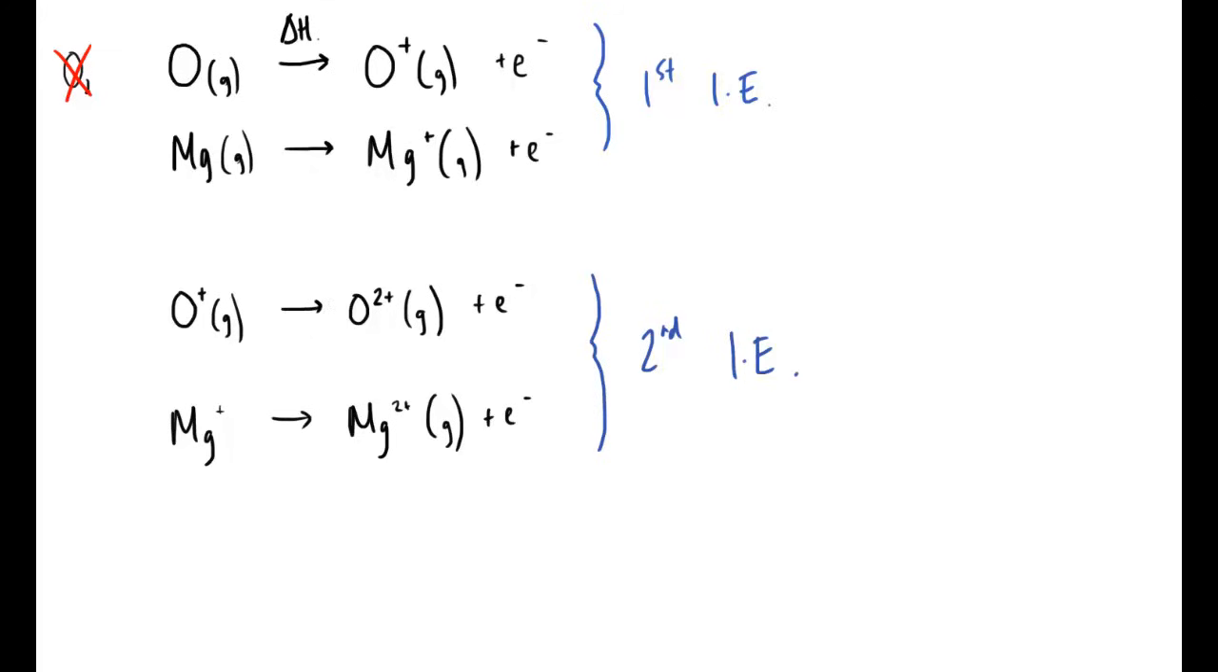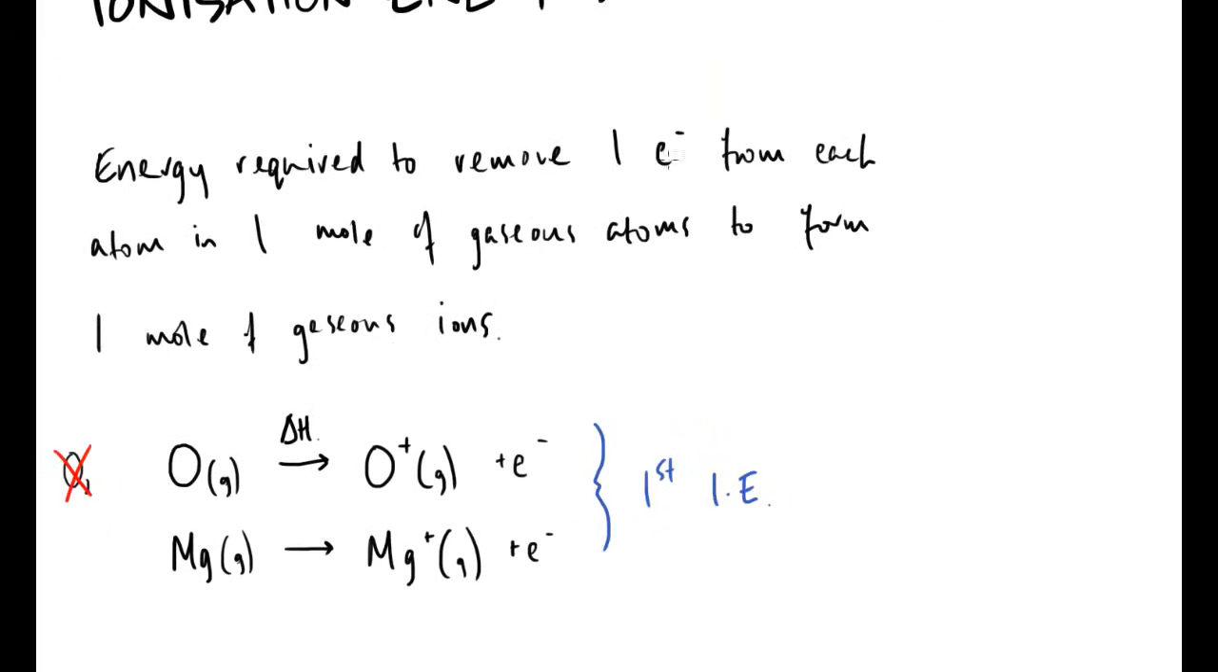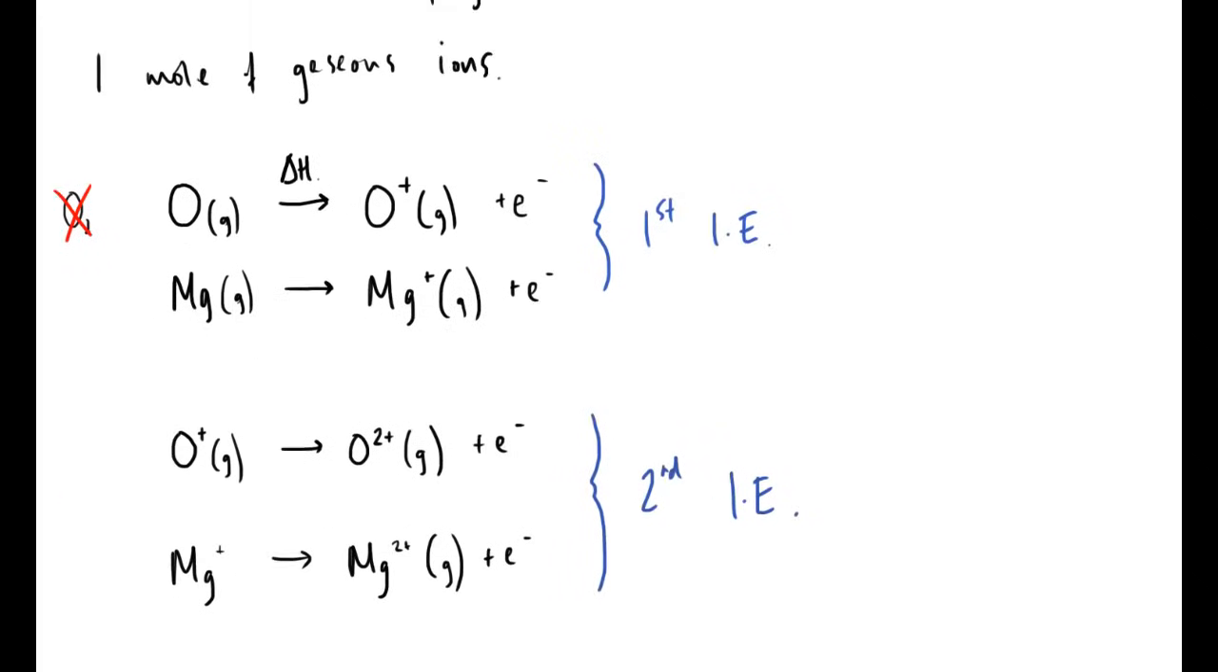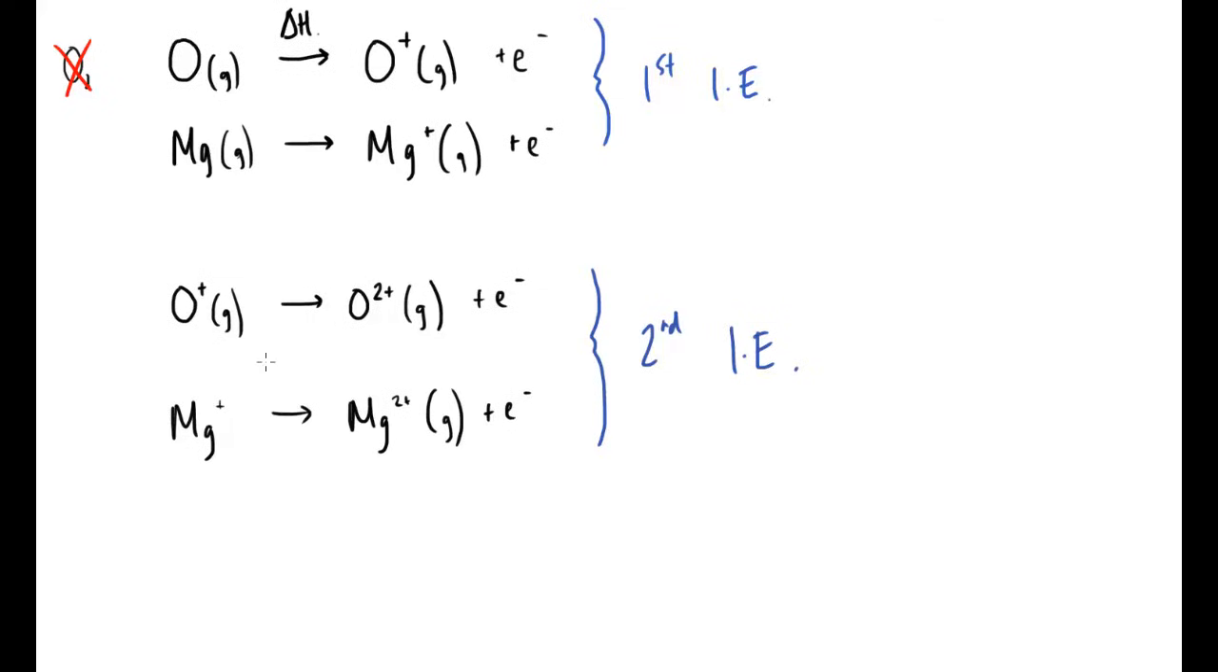This would be the energy required to remove 1 electron from each ion, each unipositive or singly positive ion, in 1 mole of gaseous unipositive ions, to form 1 mole of gaseous 2+ ions. So you've got to include the charges into them. This is the second ionization energy.